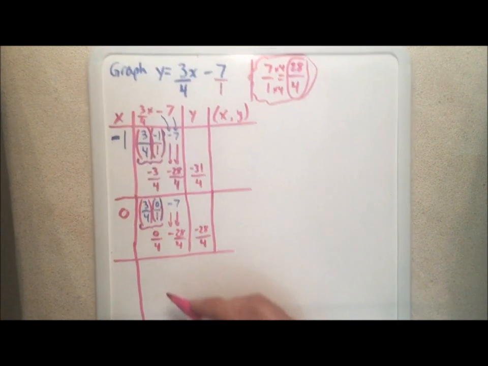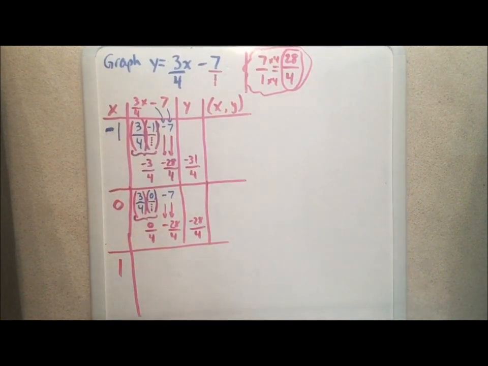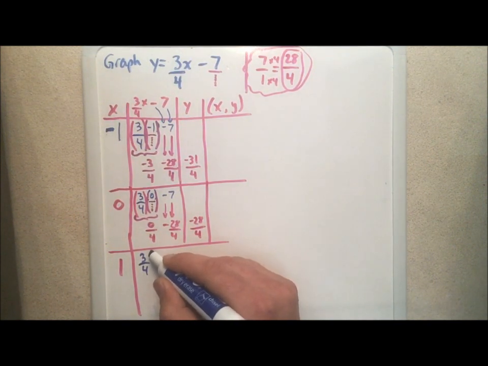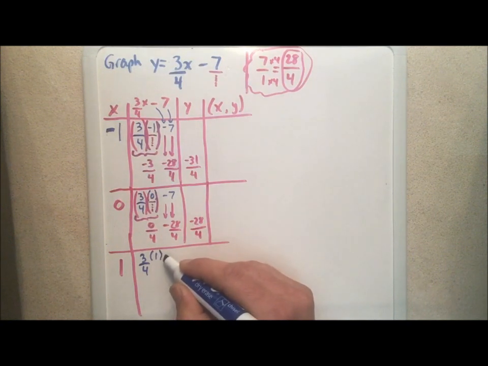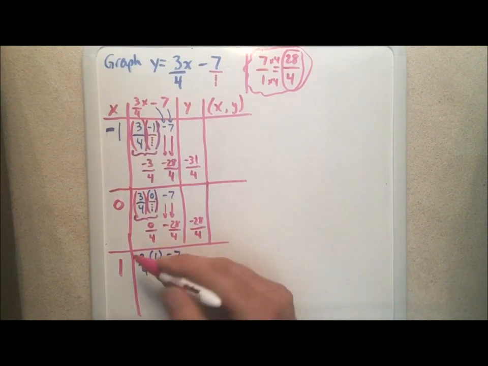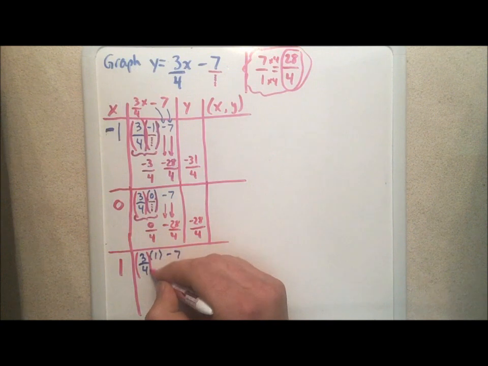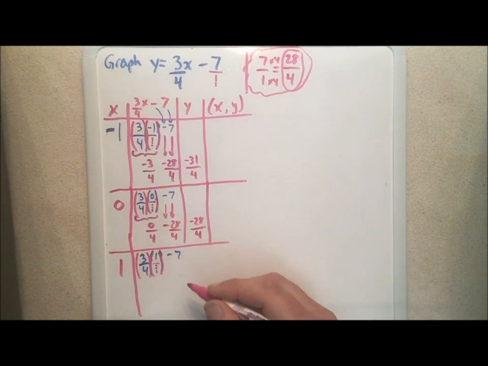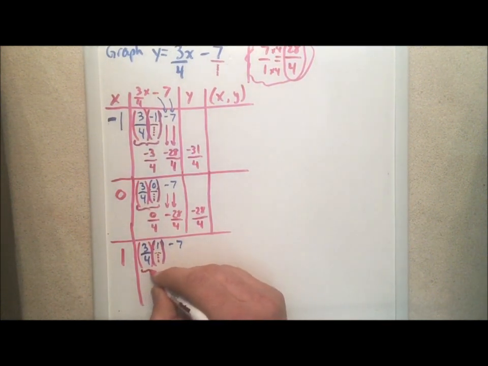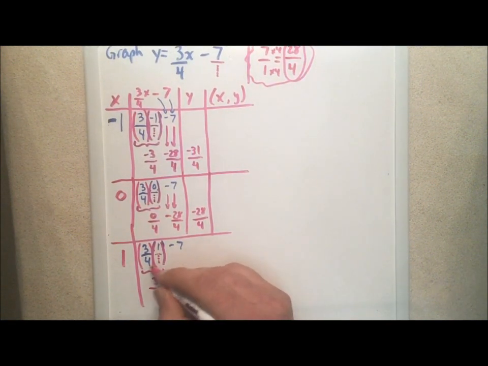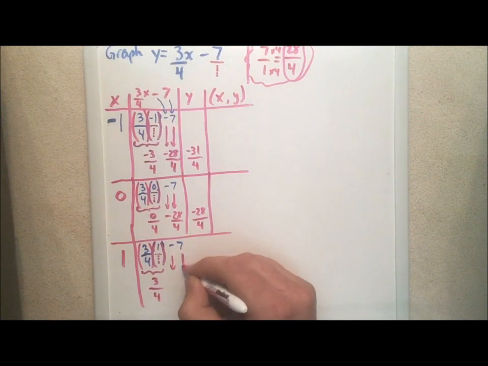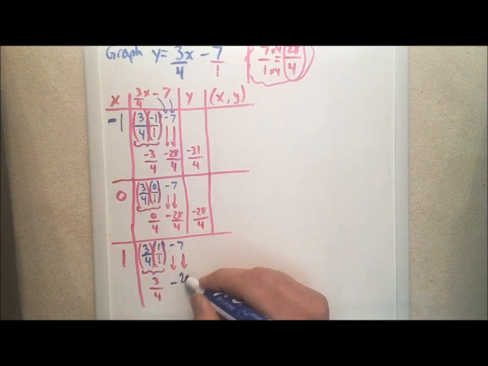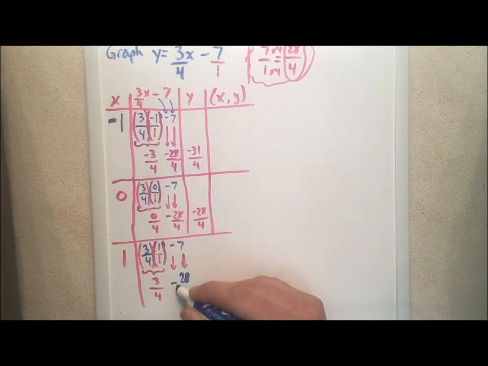Now we're going to do one more. 1. So we have 3 over 4 times 1 minus 7. We remind ourselves that we're really dealing with 3 over 4 times 1 over 1. So we do some bed math. 3 times 1 is 3. 4 times 1 is 4. Trickle down, trickle down. That becomes a minus. Let's change that to 28 over 4.